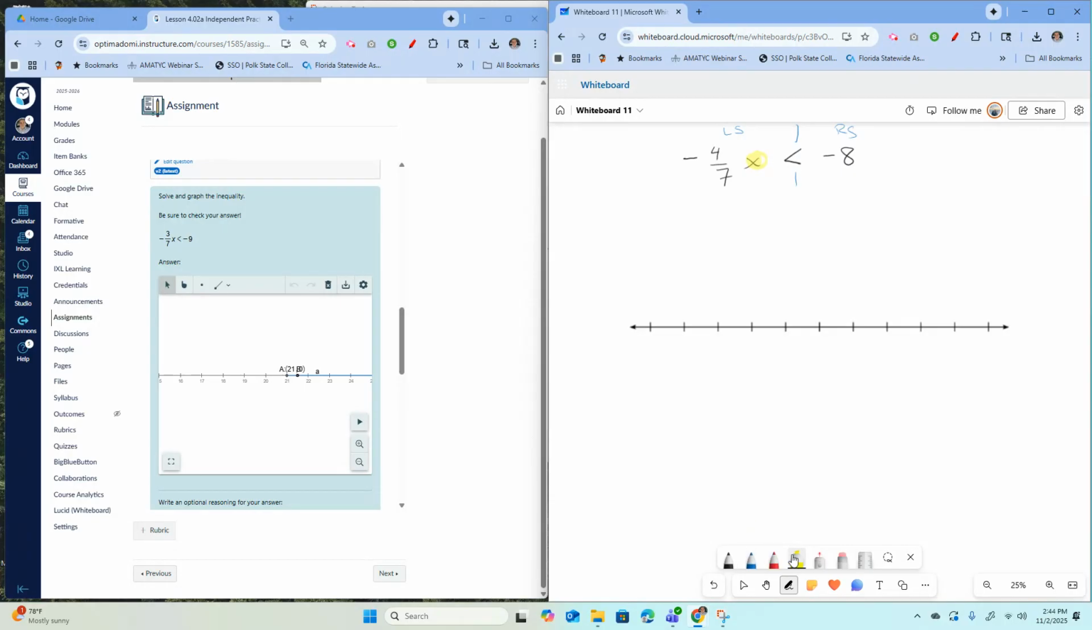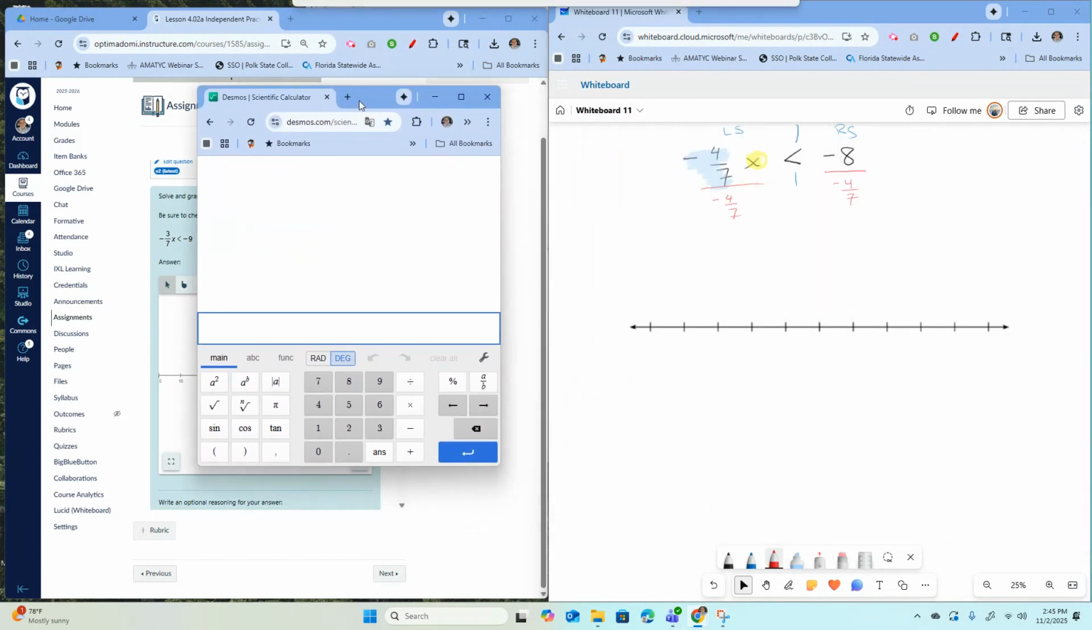How do I do that? I need to get rid of the number that is multiplying. See, the negative 4 over 7 is multiplying the x. What is the opposite of multiplying? Is dividing. So I'm going to divide all of this by negative 4 over 7. Whatever you do on one side, you must do it on the opposite side. When you divide negative 4 over 7 by negative 4 over 7, by the way, I'm going to show you that in the calculator. Here it is.